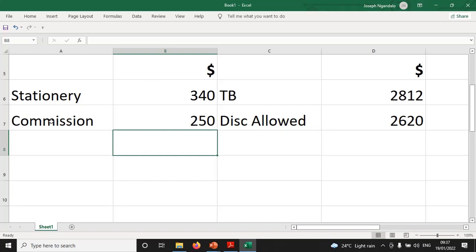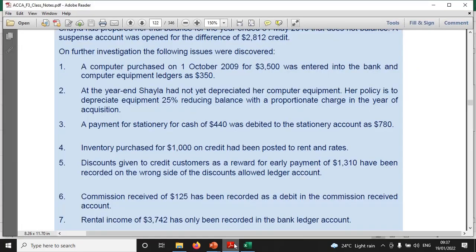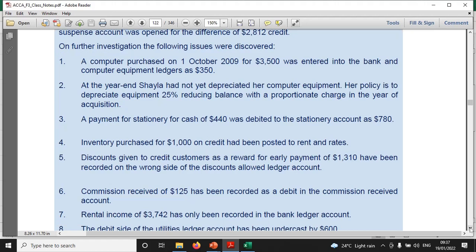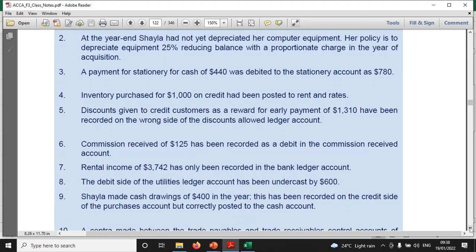Okay, so let us see if we can conclude. There's some hope. We have posted on the lesser side, eh? That amount. Where are we going from there? Rentals, eh? What happened? Rental income 3742 has only been recorded in the bank. What type of error is that when you use the word only? Single entry. Do you understand that?